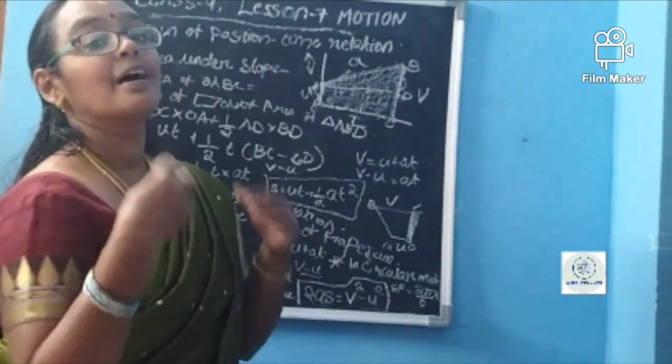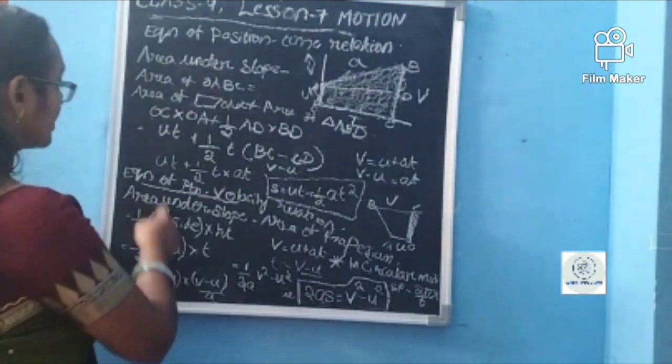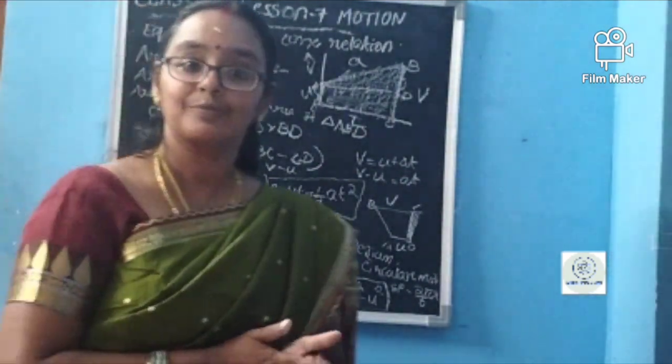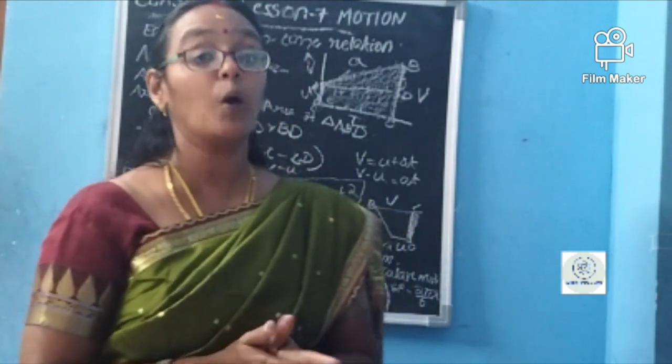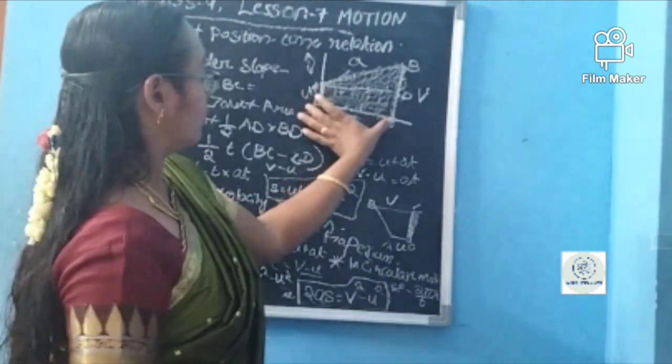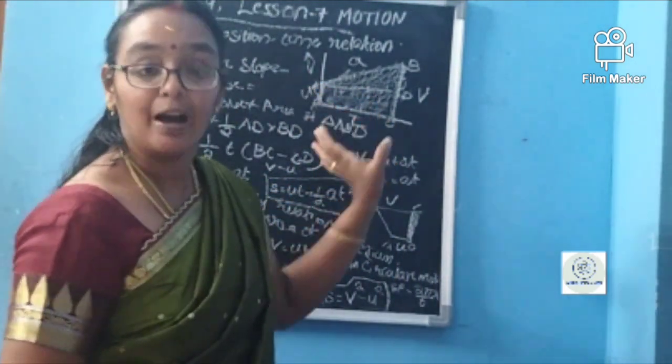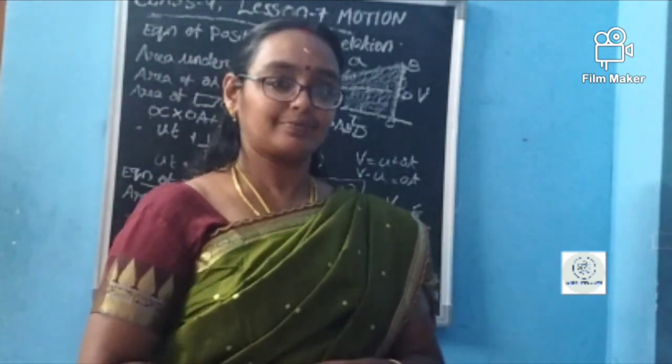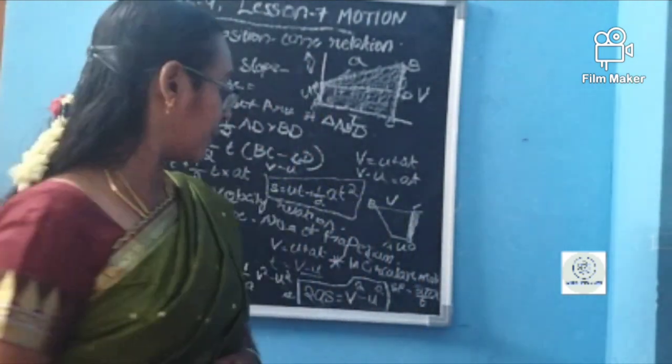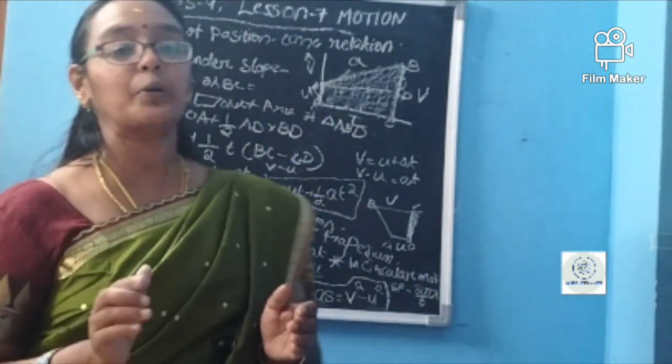This is the third equation, isn't it? What is the equation? Equation of the position velocity graph. Did you get it? This is the way we get all three equations from only one graph, the velocity time graph.